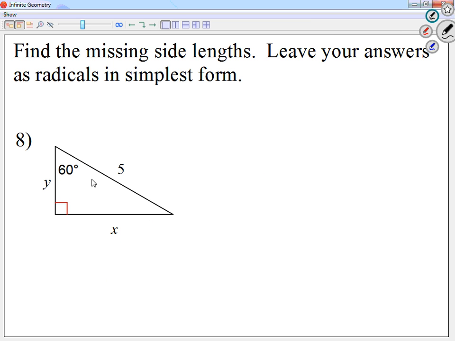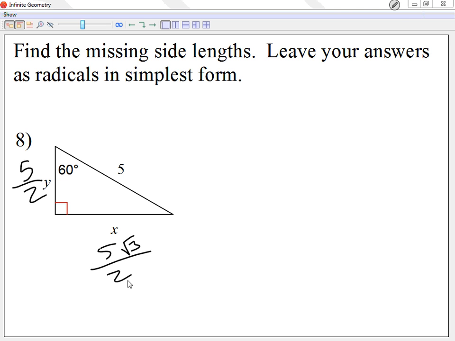So 30, 60, 90. For me to get Y, I'm going to get the hypotenuse divided by 2. 5 over 2 is a number that cannot simplify, so that's it for Y. Now to get X, I have to start from the small side, so I start with 5 over 2. But in this case, I multiply by radical 3. So let me put the radical 3 on top. There's nothing else I can do, so that's it. We're good? 12?